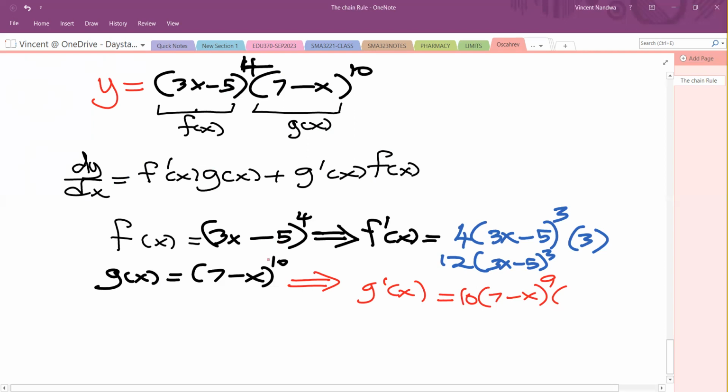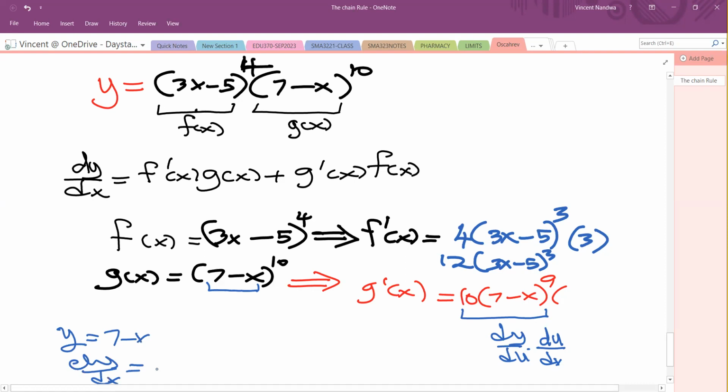Remember, when you said 10 into (7 minus x) power 9, you have already gotten the dy du. This answer is what defines our dy du in the usual sense for the chain rule. Then we need to multiply by du dx. So what is inside the bracket? If y is 7 minus x, what is dy dx? If you are given that function, differentiate.